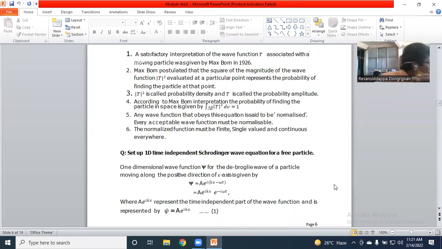So these are the two Schrodinger wave equations we will discuss. According to your syllabus, we have only the time independent Schrodinger wave equation. Time is not part of the discussion here. That will be discussed in the coming class.